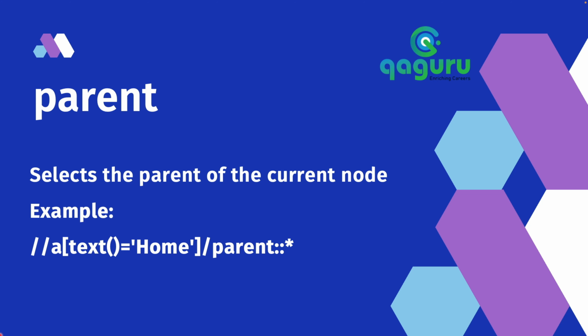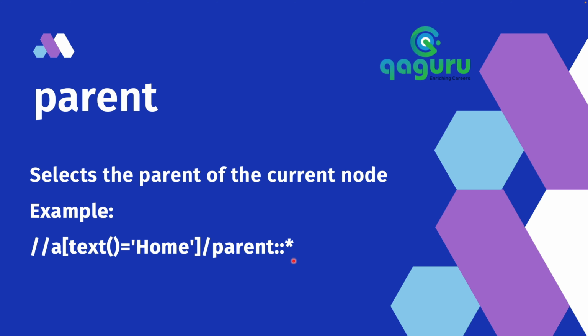In this tutorial, we'll learn a set of XPath axes. We'll start with parent. The parent axis selects the parent of the current node. Here, in this example, it will select the parent of an HTML element A with text home. So here we specify the parent node as star. That means any node, right?